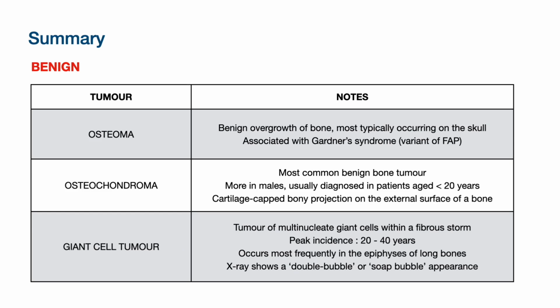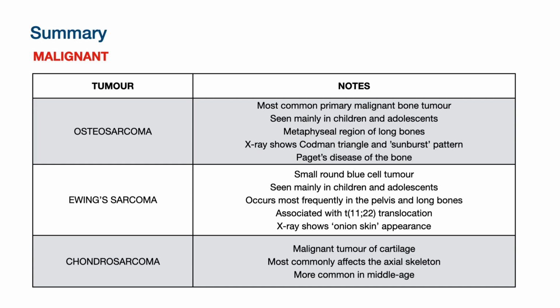This is an example of a summary for benign tumors. So they are osteoid osteoma, osteochondroma, and giant cell tumor, and these are the footnotes to be recalled and remembered. And lastly, malignant tumors, which are divided into osteosarcoma, Ewing sarcoma, and chondrosarcoma.